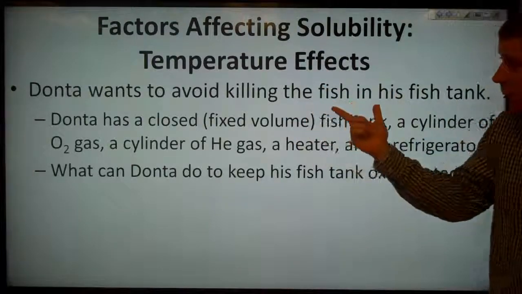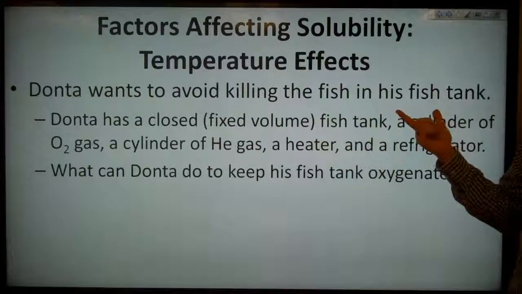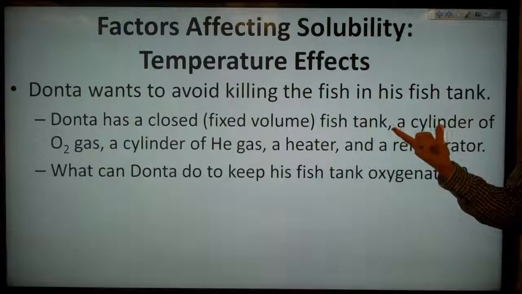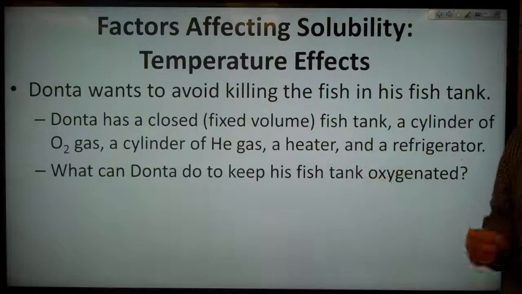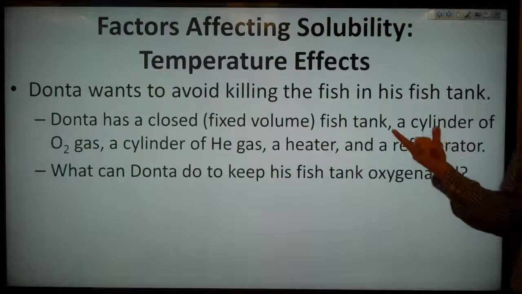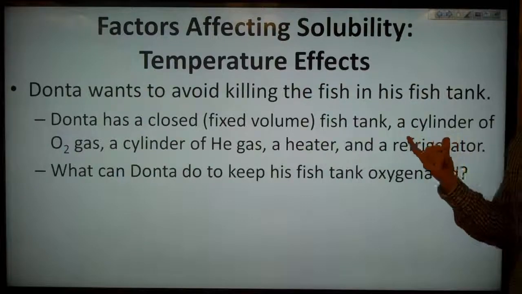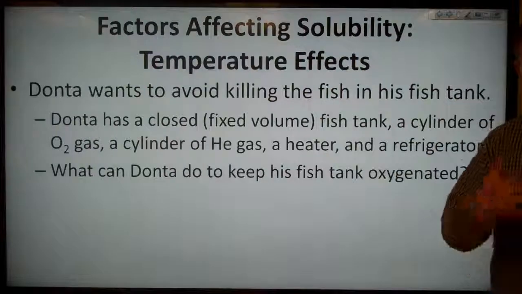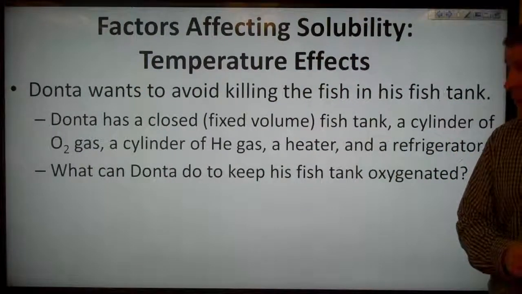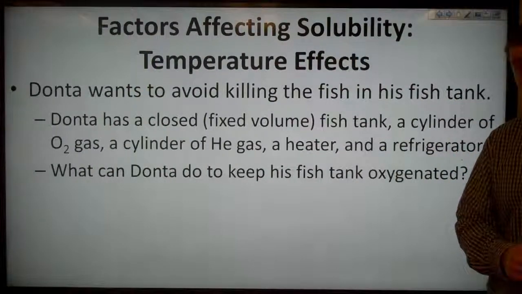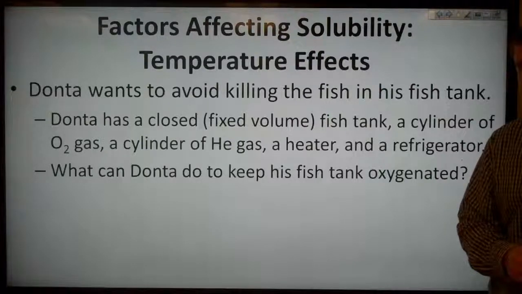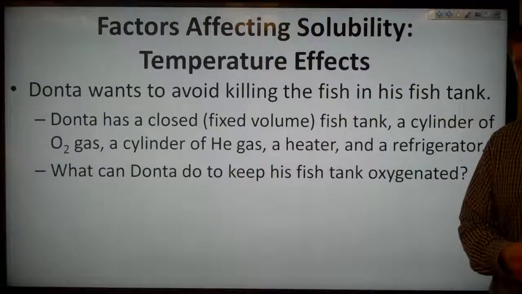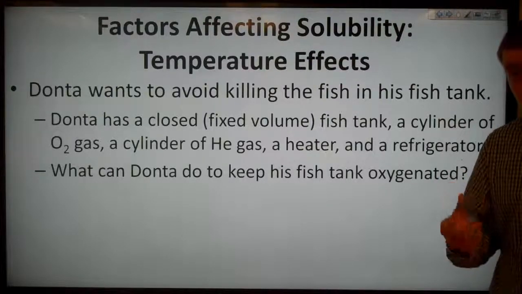So, again, Dante wants to avoid killing the fish in his fish tank. He needs to keep the oxygen concentration high. One way he can do that is by increasing the concentration of oxygen above the fish tank, so he can use his cylinder of oxygen gas to increase the concentration of oxygen above the water. Increase the partial pressure of oxygen. That will increase the solubility of oxygen in the water.